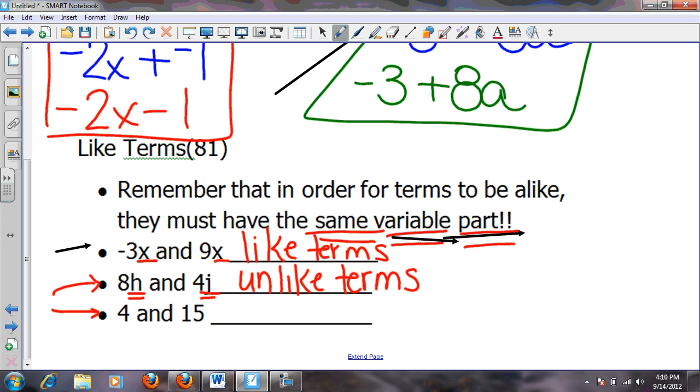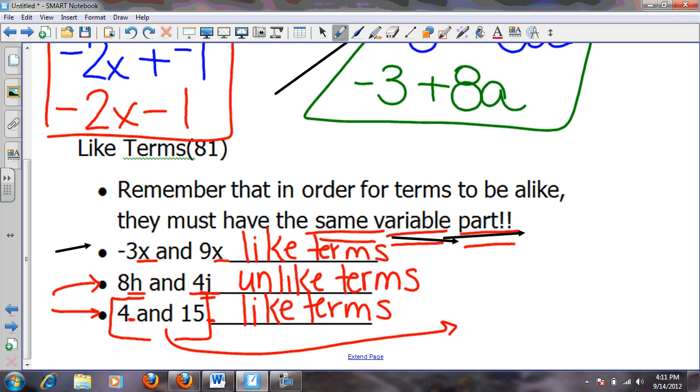How about 4 and 15? No variable part for 4. No variable part for 15. They would be considered like terms because their variable part is the same in the fact that they both don't have one. What is another term that can be used when we have 4 and 15? 4 and 15 are considered constants. Constants are terms that have no variable. So if you have two constants, they are considered like terms.